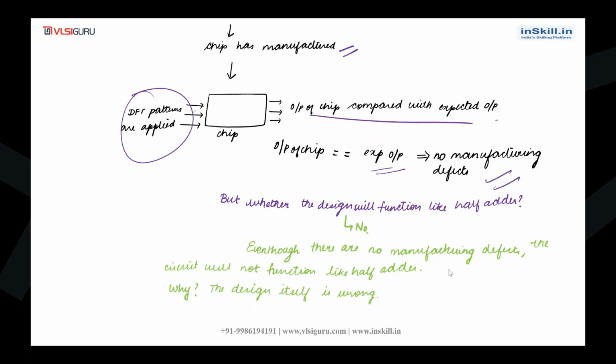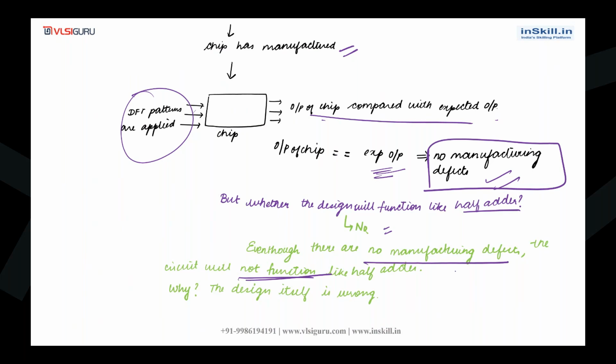But whether the design will function like a half adder in this case? The output of the chip is equal to the expected output, which means that there are no manufacturing defects. But will the design function like a half adder? No, because even though there are no manufacturing defects, the circuit will not function like a half adder. Why? The design itself is wrong.